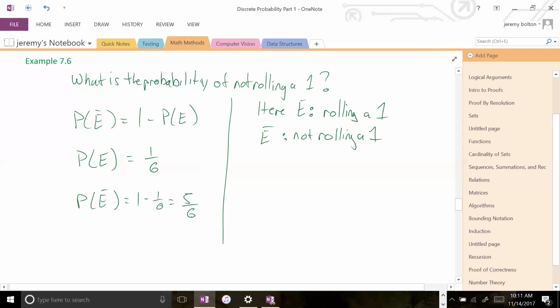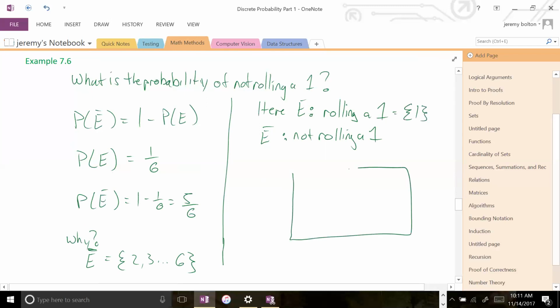This is intuitive because not E is simply 2, 3, 4, 5, all the way up to 6, and 5 elements here. And E is equal to 1, the set containing 1. Not E is simply the rest.